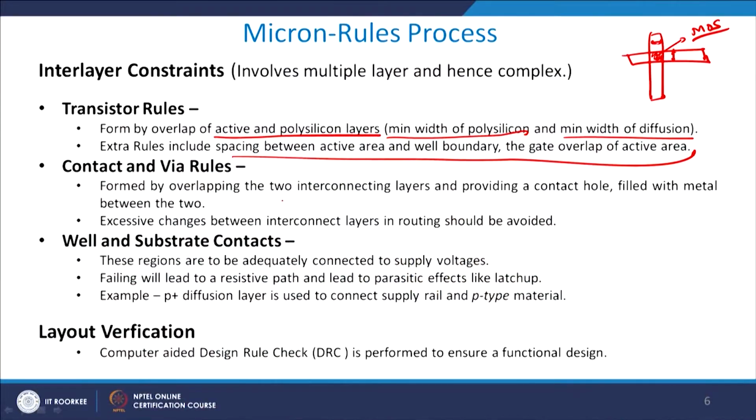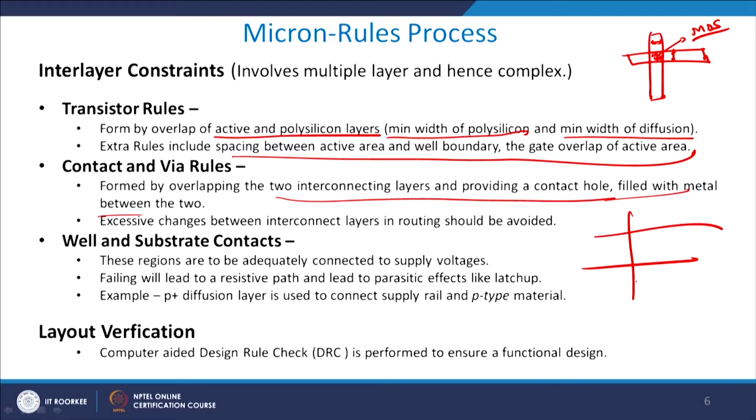So we have understood transistor rules. Transistor rules are those in which the active and polysilicon layer cross each other, and the dimensions are set by the crossing principles. Contact and via rules are formed by overlapping of two interconnecting layers and provide a contact hole filled with metal between the two. So let us say I have one layer here, I have another layer here, we have this empty here, here I fill up with metal, and therefore this we refer to as a contact hole. Excessive changes between interconnect layer in routing should be avoided.